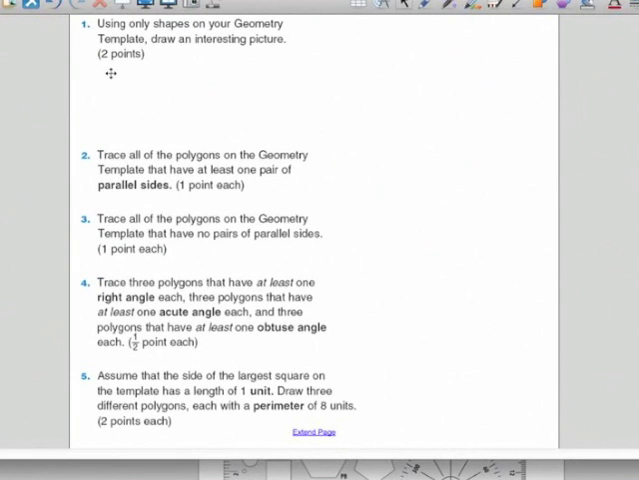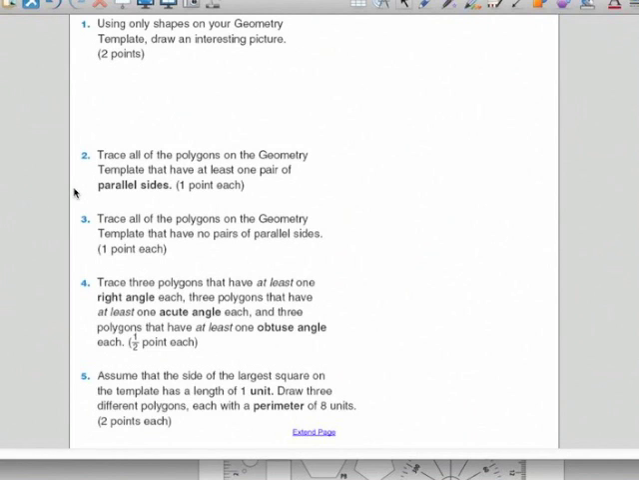So the pages are going to look something like this. Like number 1 says, using only the shapes in your geometry template, draw an interesting picture. Well, that's pretty easy. So it's only worth 2 points. You're just making an interesting picture using those shapes.